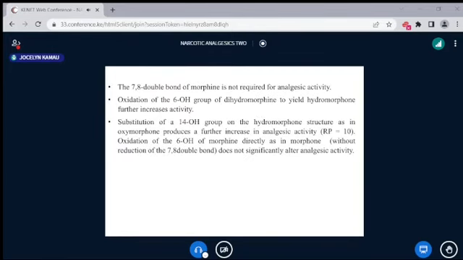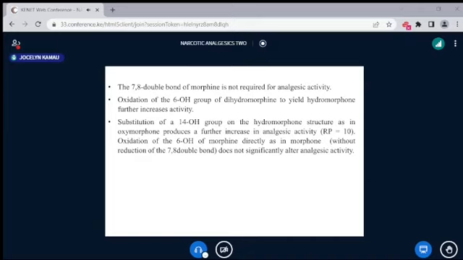And the next one is the alicyclic double bond. And we had already mentioned that the 7,8 double bond of morphine is not required for analgesic activity. If you oxidize the 6-hydroxyl group, so oxidation of the dihydromorphine. Dihydromorphine is morphine without the double bond, and you oxidize its 6-hydroxyl group to give you the morphone.